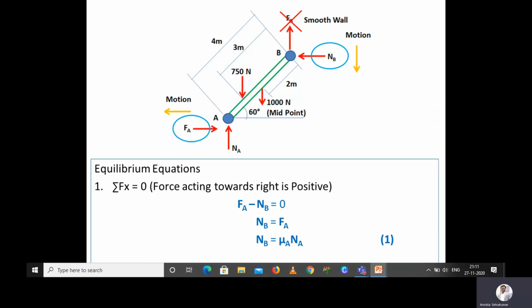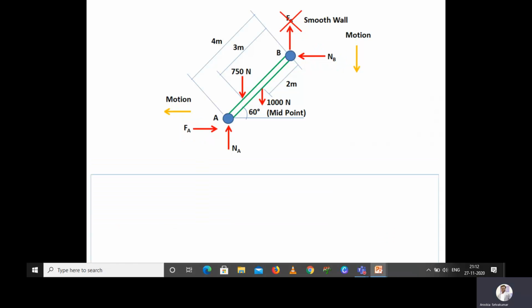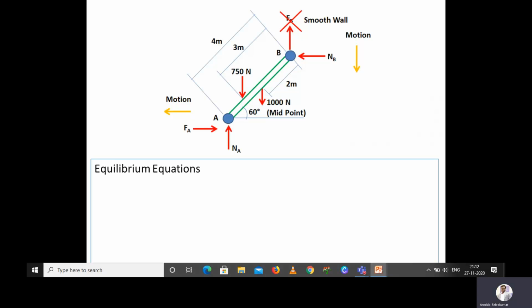The coefficient of friction between the floor and the ladder is given as mu A. So now we are moving to the next equilibrium equation. This is the free body diagram again, and we are going to solve the second equation, that is summation of forces along the vertical or y direction is equal to 0. Here we are assuming that force acting towards up is positive.